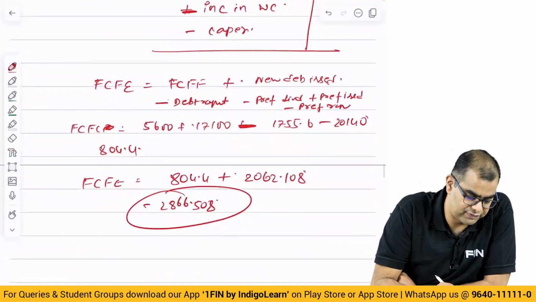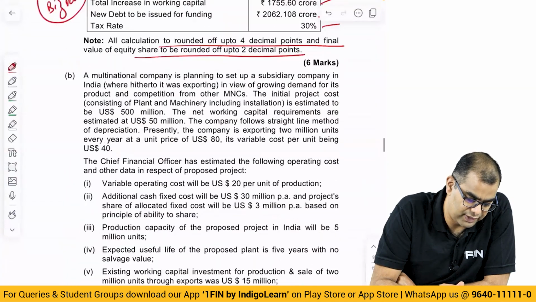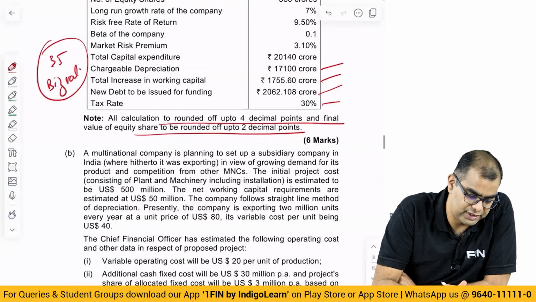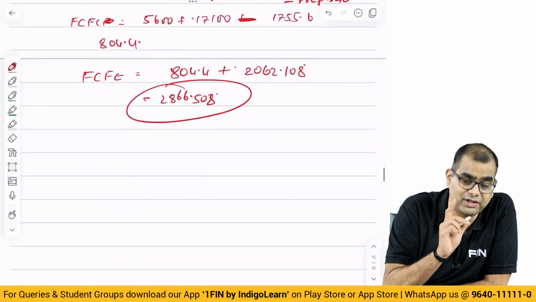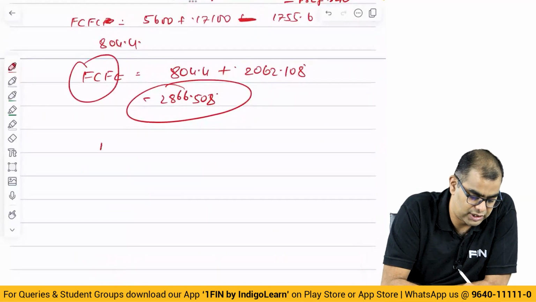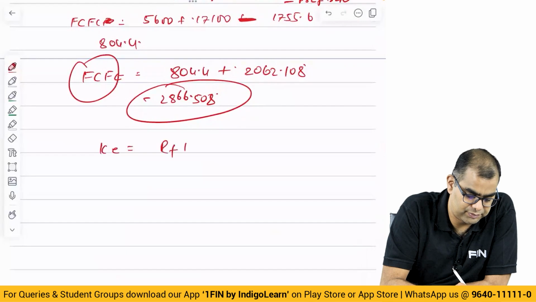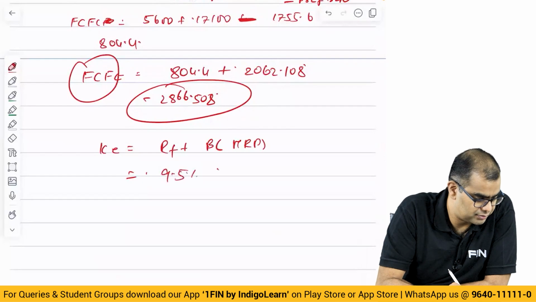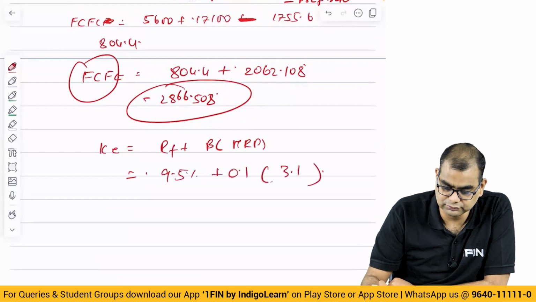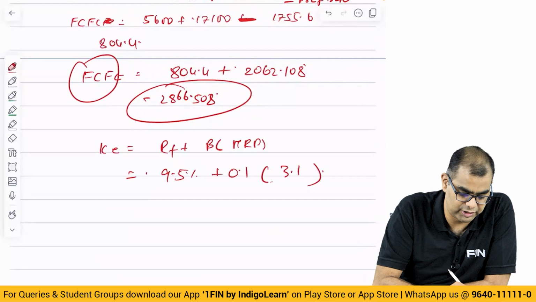Now from this FCFE value, what are we supposed to arrive at? Value per share. What is cost of equity? Since it is FCFE, we use cost of equity, not WACC. So KE is equal to RF plus beta into MRP: risk-free rate 9.5% plus 0.1 into market risk premium 3.1. 3.1 into 0.1 plus 9.5 is equal to 9.81.